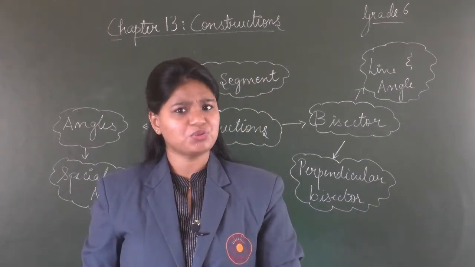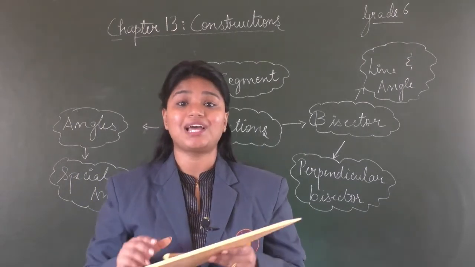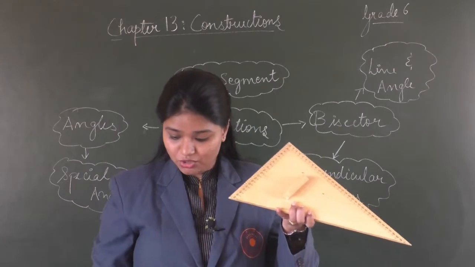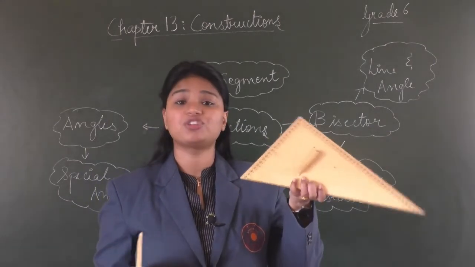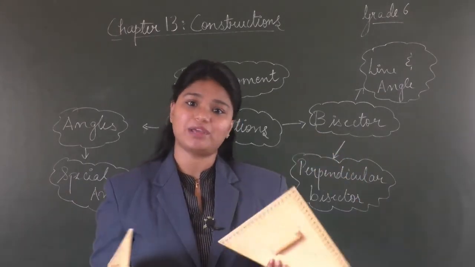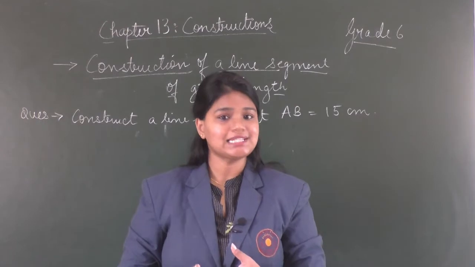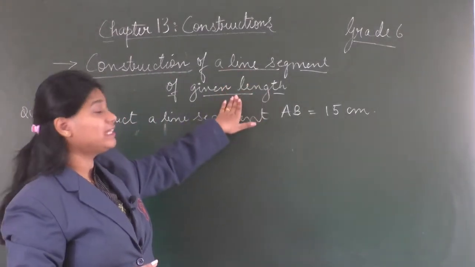Now there are also two things in your compass box or in your geometry box. What are these? These are known as the set squares. So this is a set square. This is a pair of set squares which are in the form of a triangle, and they have different angles made on them. So students, let's start by learning how to construct a line segment of a given length.